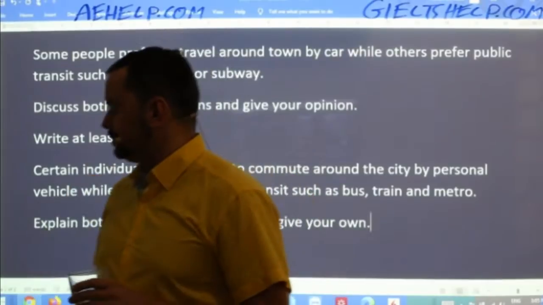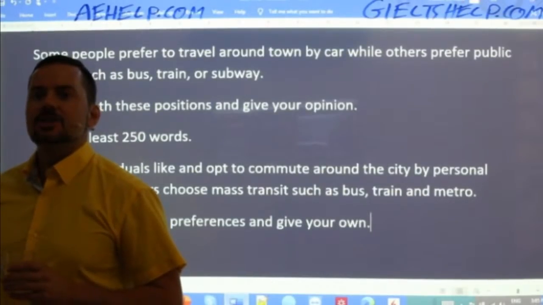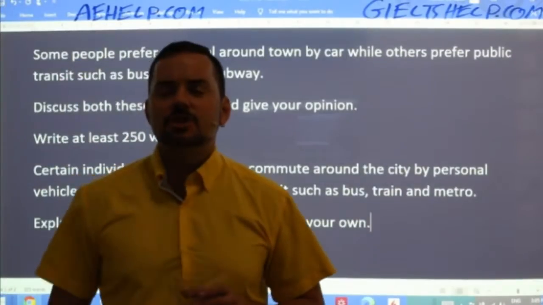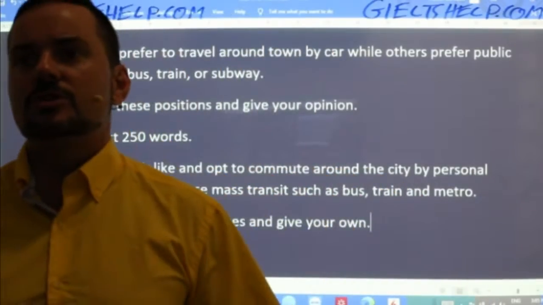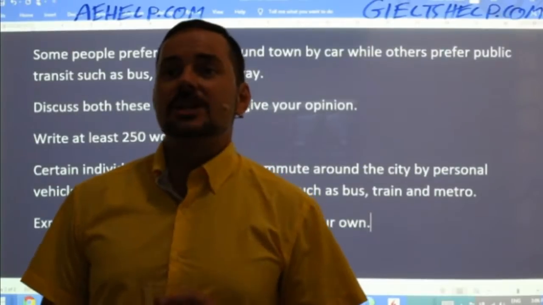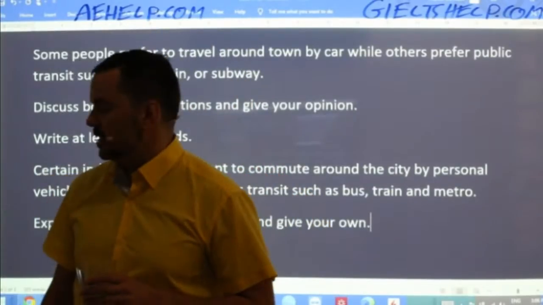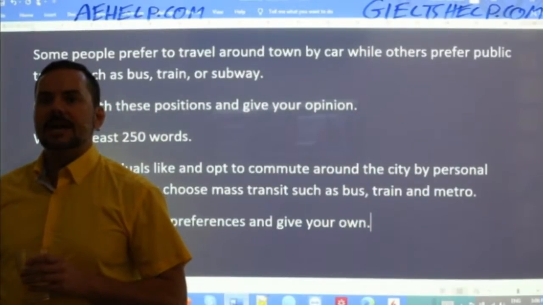So Paya Basak says, many individuals like to travel around the city by car. However, others prefer public transport to commute. Baekjun says certain individuals would rather go around the city by car, whereas others choose to use public transportation, such as bus, train, and subway. Explain both views and state your opinion. Very good, Baekjun. Very good, Paya.